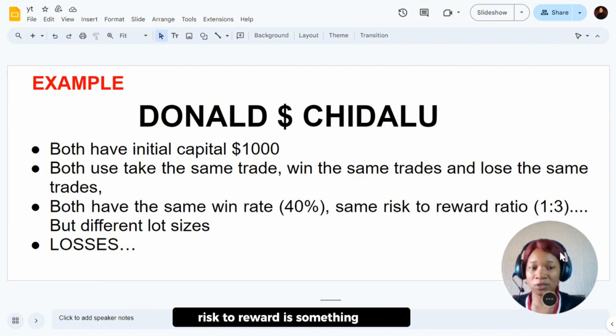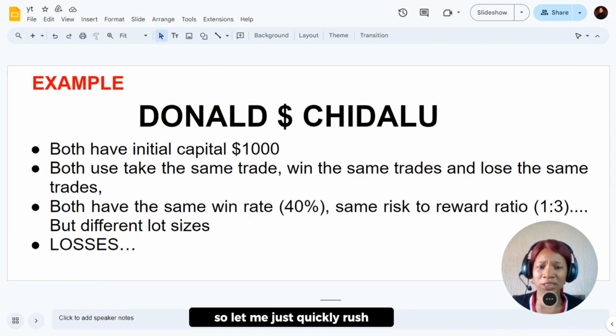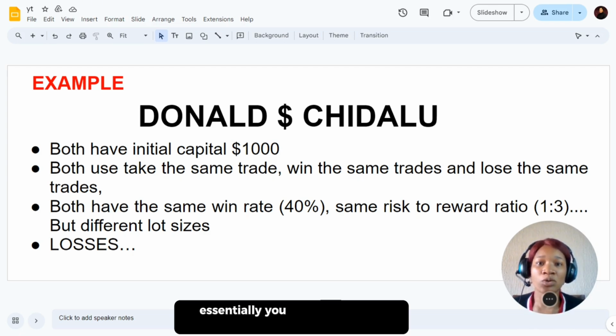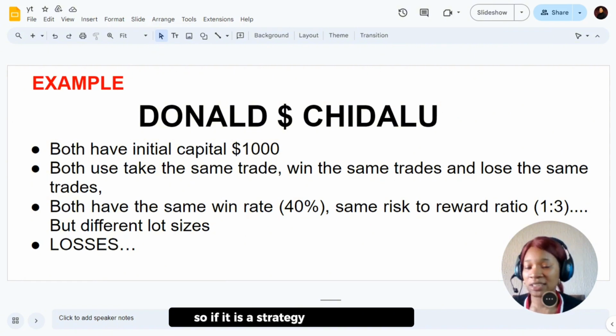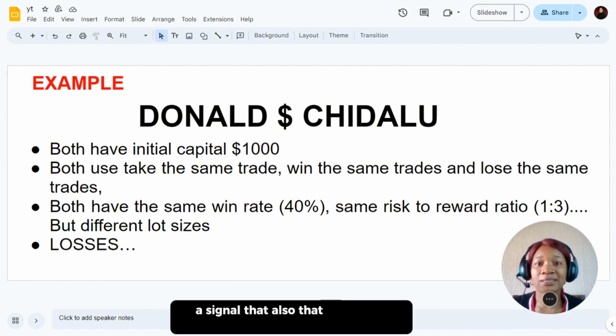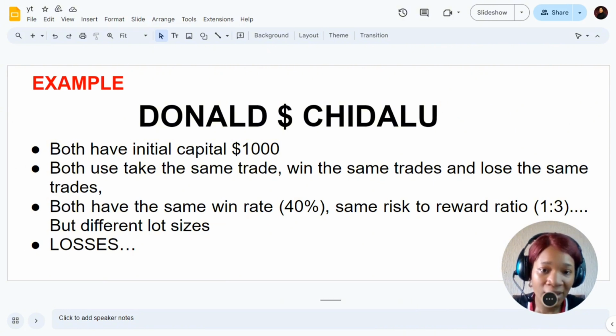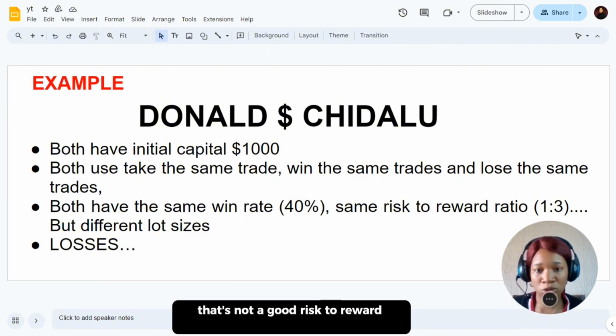Risk to reward is something else, so let me just quickly rush through that. Risk to reward is essentially you risking small to get big. If it is a signal where what you are risking or putting into the market is way bigger than what you can potentially get, that's not a good risk to reward ratio.